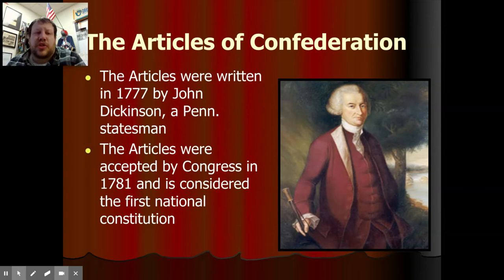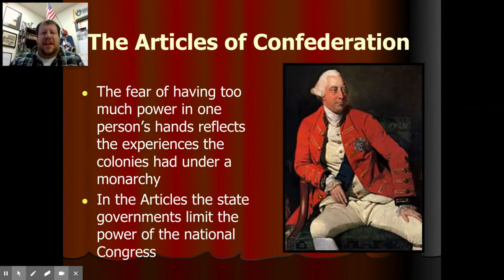Confederation is a loose joining of states together. So this time we're looking at every single state as being their own little individual country, versus one great big United States.